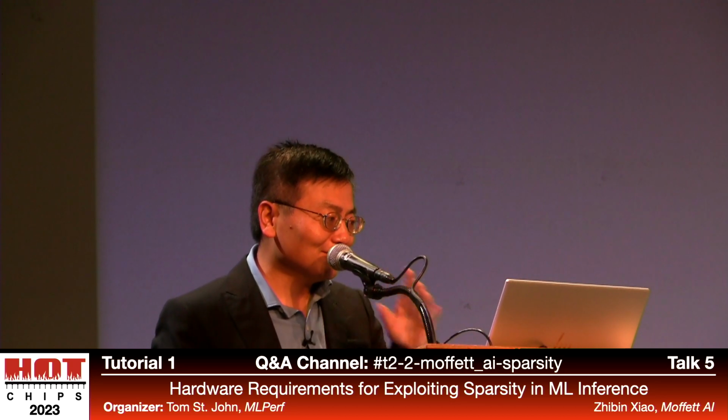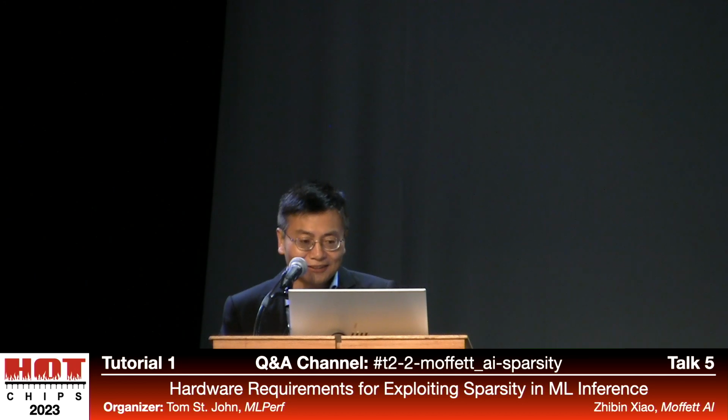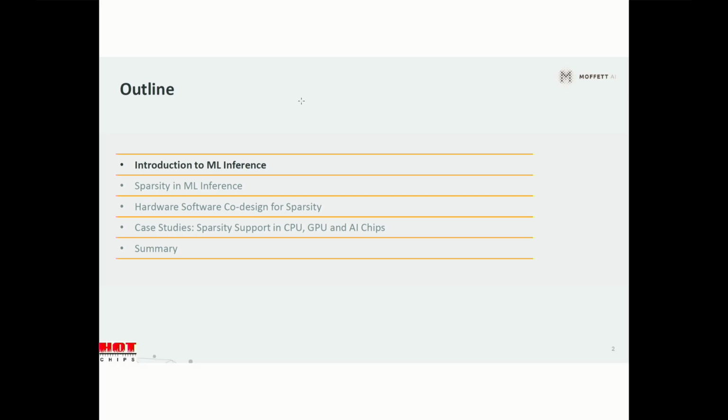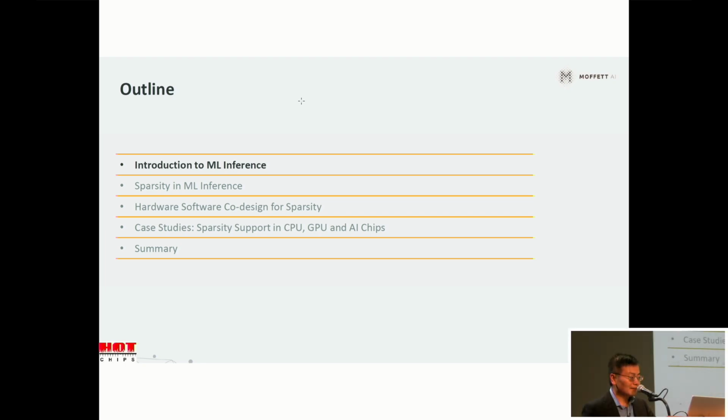My tutorial is about hardware support requirements of sparse machine learning inference. This is the outline of my tutorial. First, I will introduce machine learning inference, and then I will introduce sparsity in machine learning inference, and give an outline of hardware-software co-design considerations for sparsity. I will also give an overview of case studies in sparsity support in CPU, GPU, and AI chips.